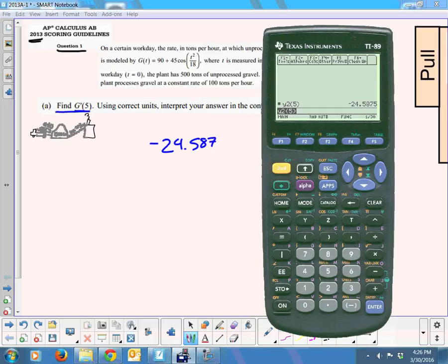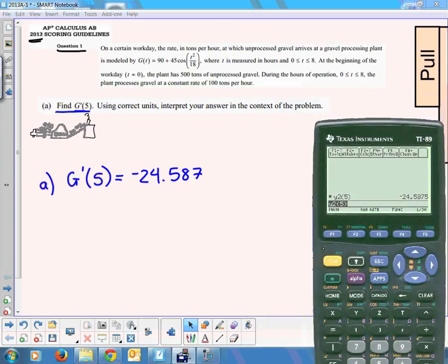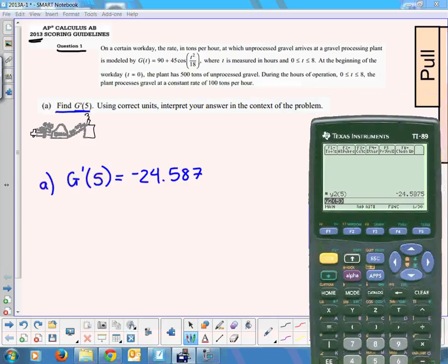So now it's time to write some work, to write some answers. I'm going to say A, g prime of 5 equals negative 24.587. And it's probably going to ask us for some sort of explanation, using correct units. Well, g is the rate in tons per hour. And so if we take the derivative of g, we're getting tons per hour squared.